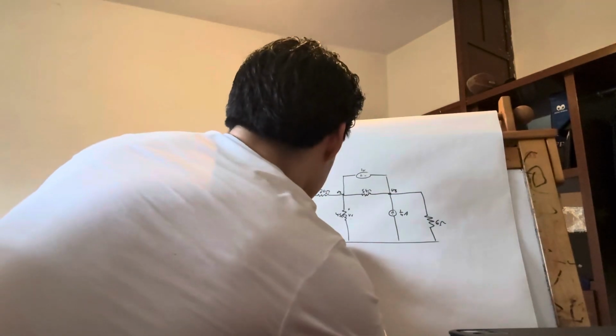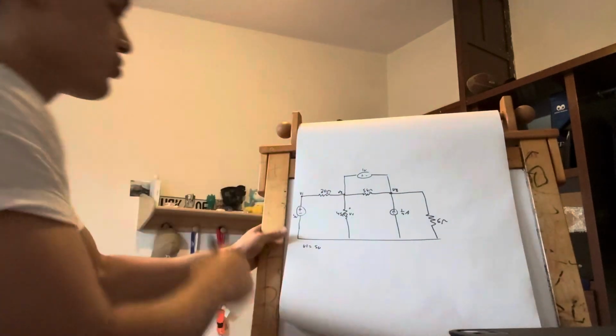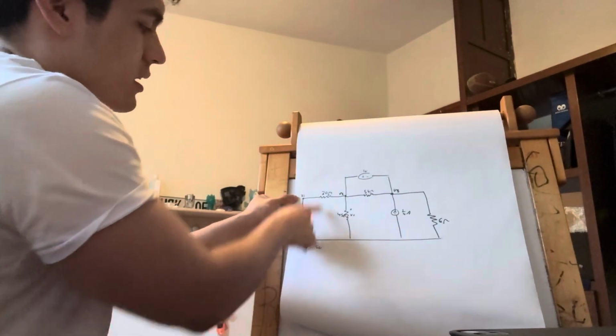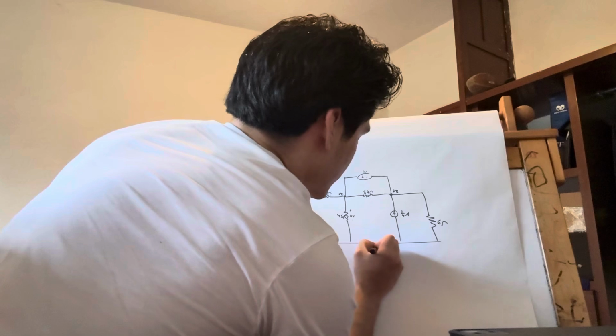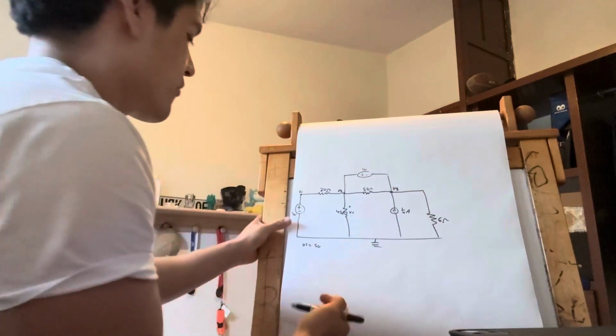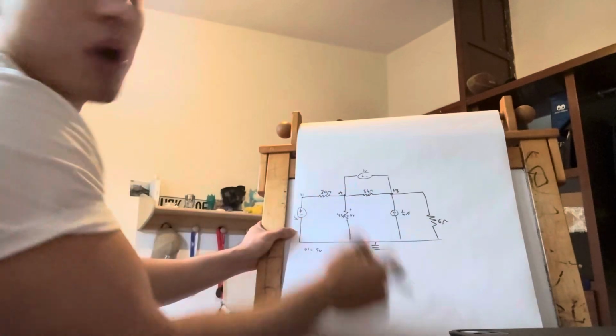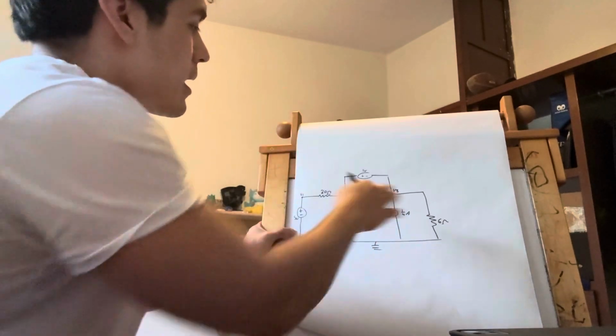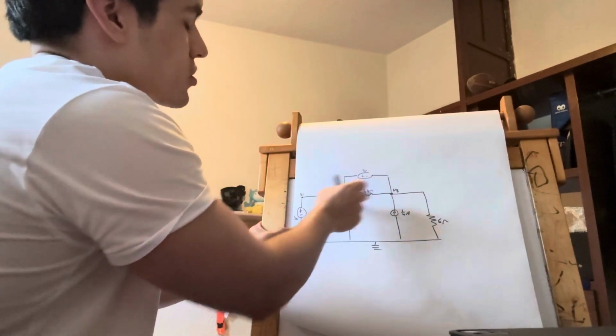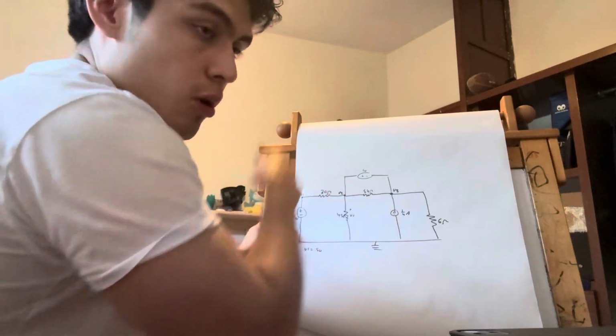So now, B1 is going to be equal to 5 volts because here we have a friendly voltage source that is directly connected to Earth, our reference node. And then we're going to get the equation for the supernode. How do we know that it's a supernode? Because this voltage source is in between two nodes.